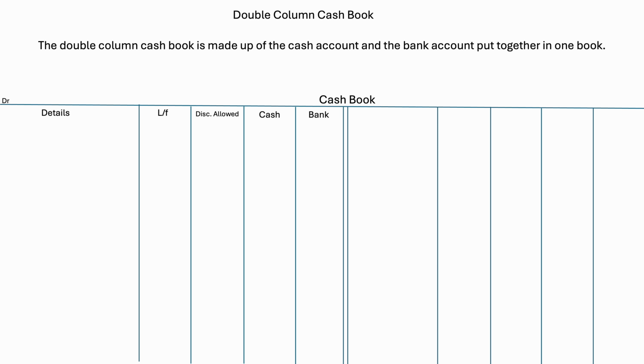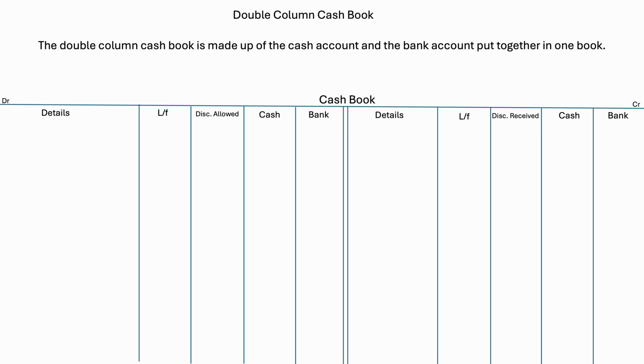On the credit side, the first column is the details column, then the ledger folio column, and then the discount received column. The discount received column goes on the credit side because when a business pays back a creditor, the business is given a discount by the creditor when payments are made on time. The next column is the cash column, then the bank column.